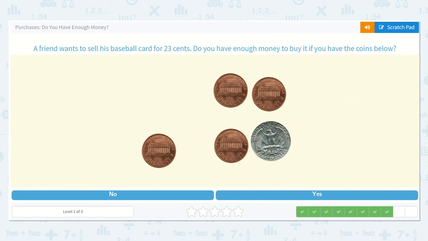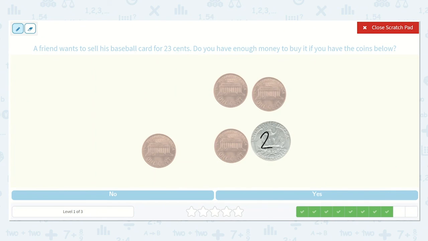A friend wants to sell his baseball cards for 23 cents. Do you have enough money to buy it if you have the coins below? Here we have 25 cents because it is a quarter. Then we can count up by one. 26, 27, 28, 29, and we circle where we end. 29, if you have 29 cents, do you have enough to buy the baseball card for 23 cents? Absolutely.